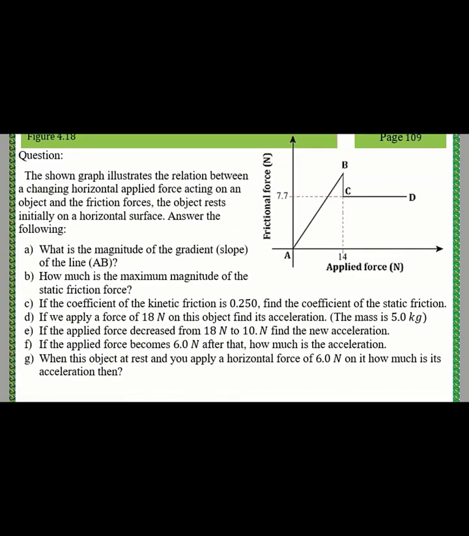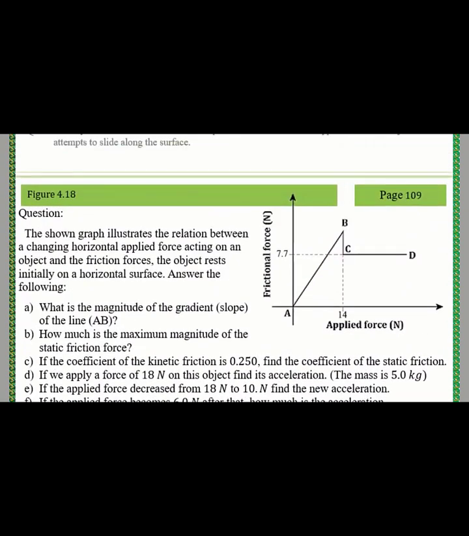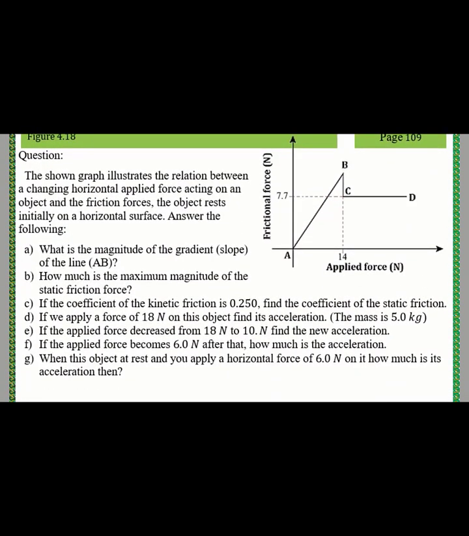Now we have another question here to practice our knowledge about this graph and the friction force, static and kinetic. The shown graph illustrates the relationship between a changing horizontal applied force acting on an object and the friction forces. The object rests initially on a horizontal surface. What is the magnitude of the gradient or the slope of the line from A to B?